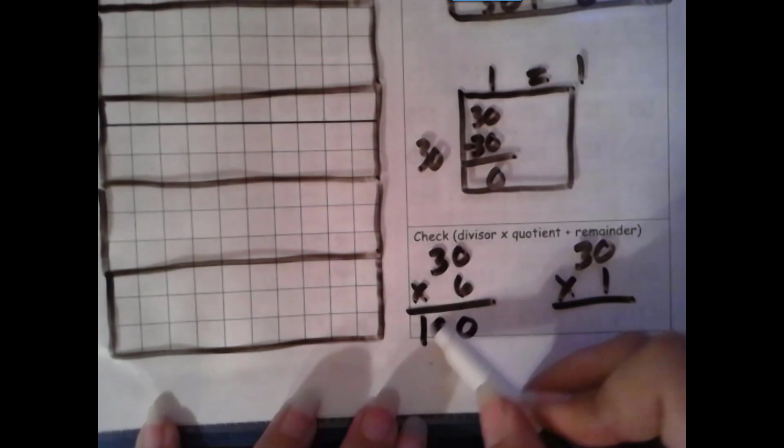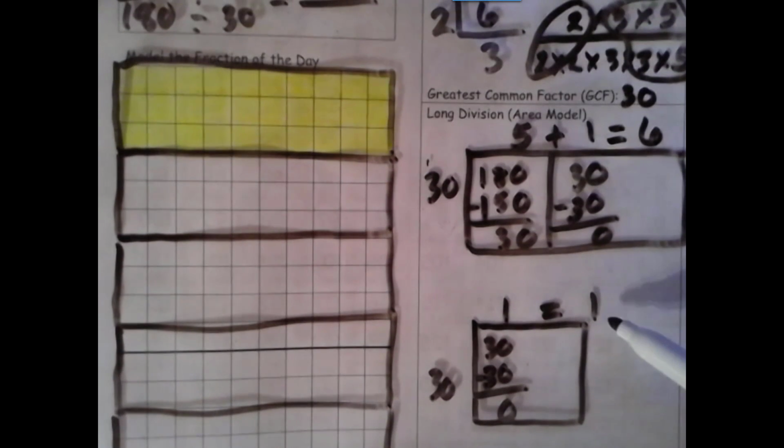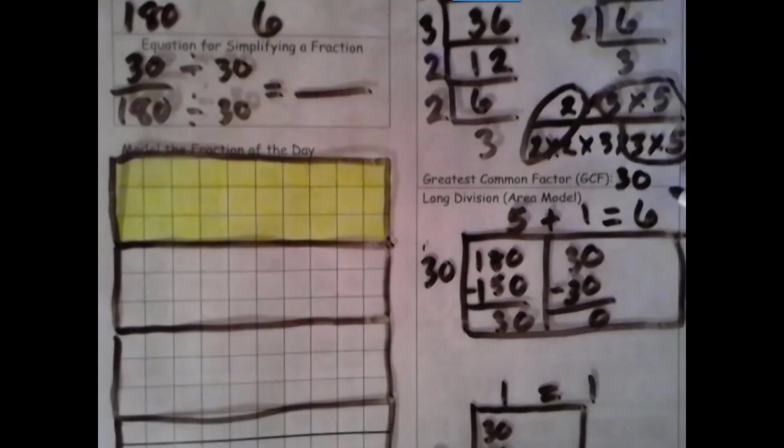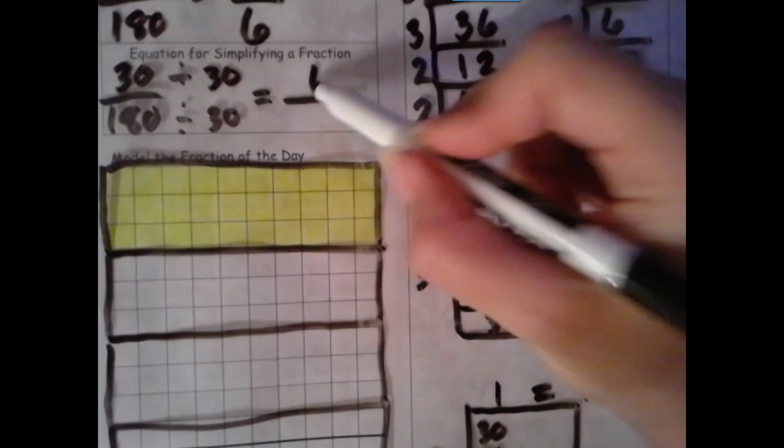6 times 0 is 0, 6 times 3 is 18. 1 times 0 is 0, 1 times 3 is 3. Right here we have the identity property of multiplication. So 30 matches that dividend, 180 matches this dividend, so they both check. So my numerator is definitely 1. My denominator is definitely 6.